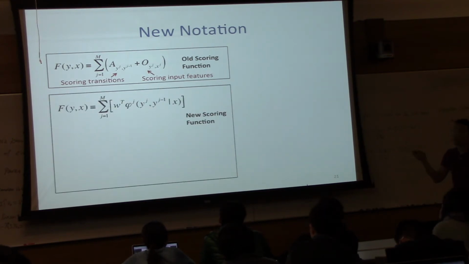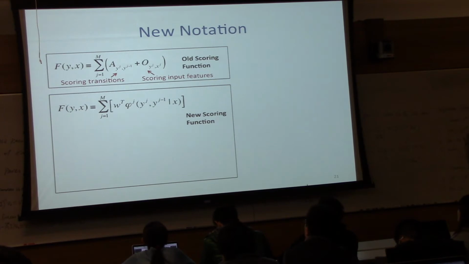Here's the new scoring function. It just looks like this. No A's, no O's, just W. You can think of W as O flattened concatenated with A flattened. That's W.